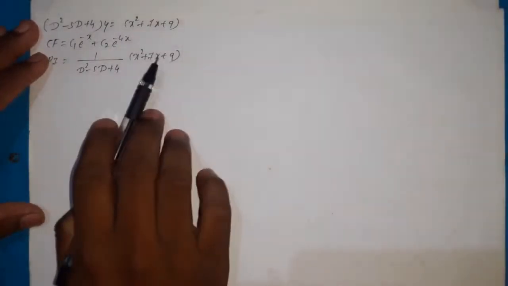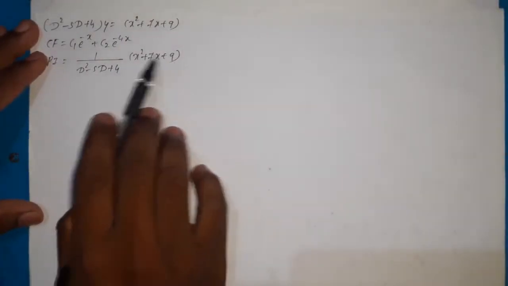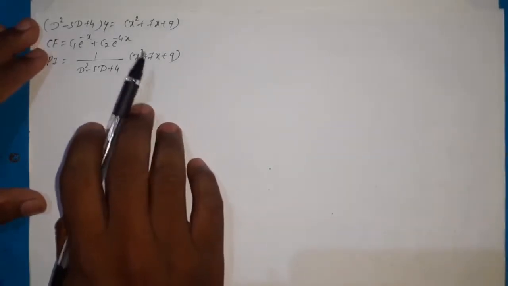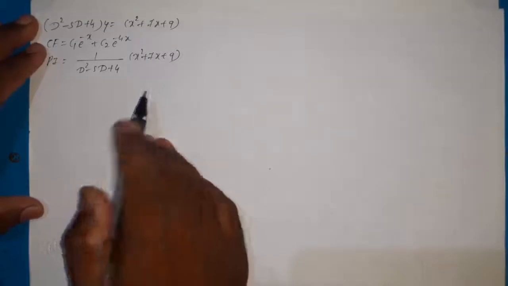If it is x square plus e power x plus sin x, means all three are different, then we need to separate, but here we need not separate the denominator.